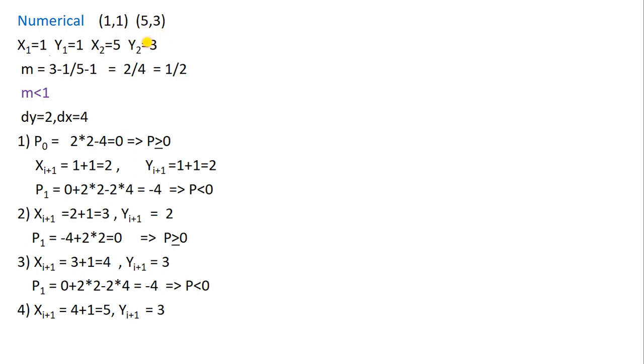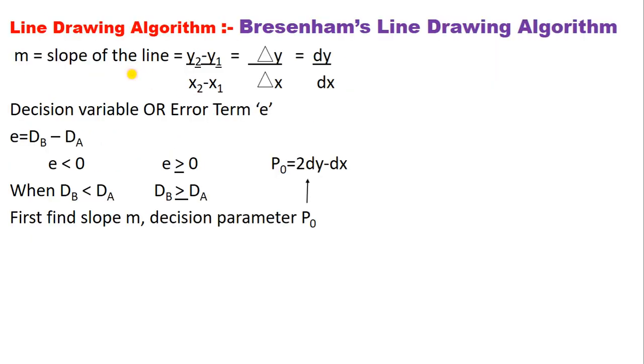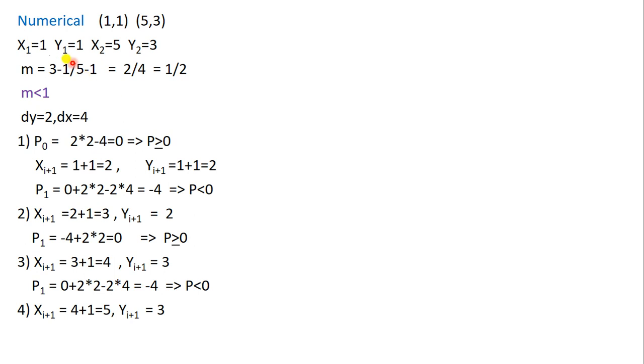Now we have to find out the slope. What is the slope formula? y2 minus y1 divided by x2 minus x1. So y2 is 3 and y1 is 1, 3 minus 1 equal to 2, and x2 minus x1, that is 5 minus 1, so divided by 4. So 2 divided by 4 means we get the value as 1 divided by 2.